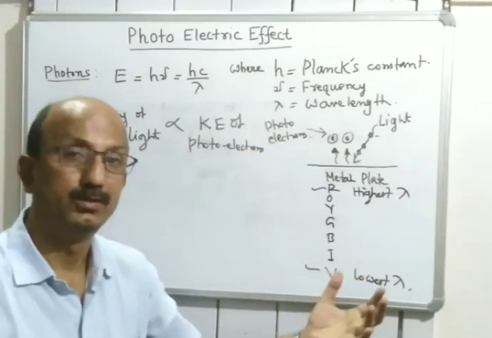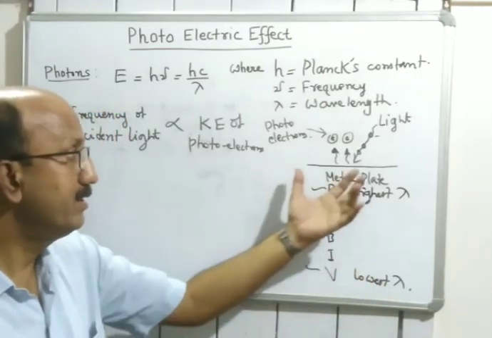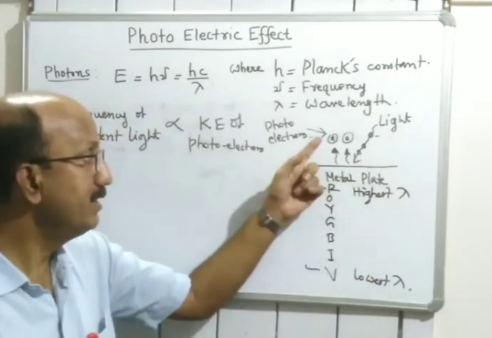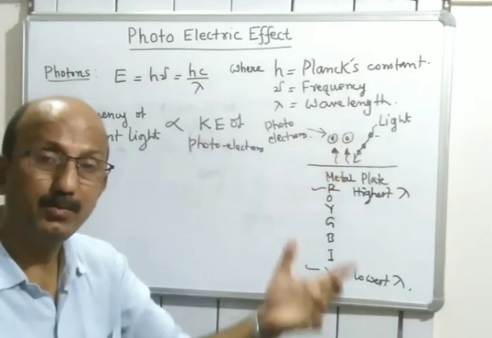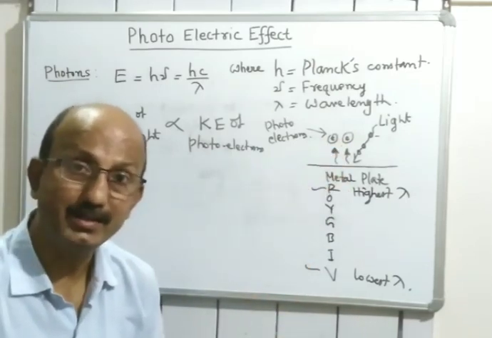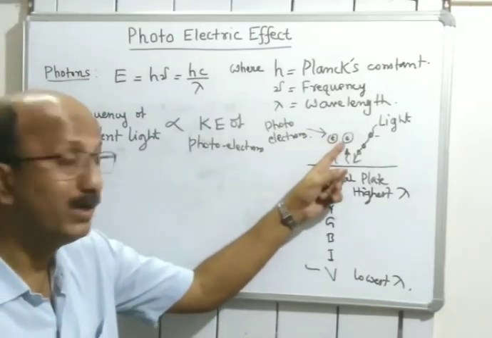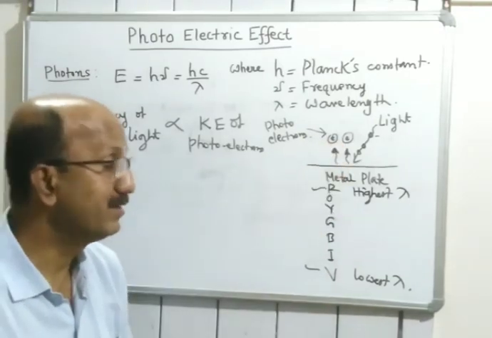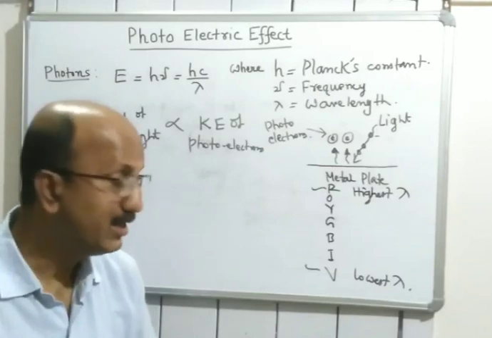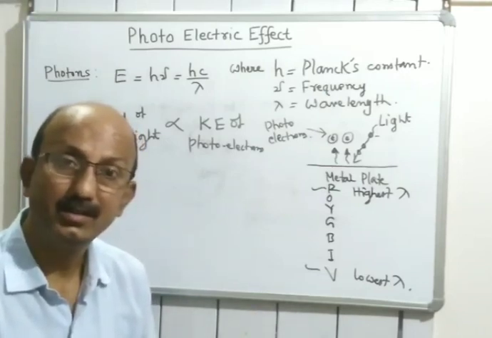So let us conclude. How to increase the quantity or the amount of photoelectrons? You simply increase the intensity of light. Intensity means brightness of light. If you want to increase the speed of the photoelectrons, then you have to simply increase the frequency of light. And changing frequency means you have to change the color of light.